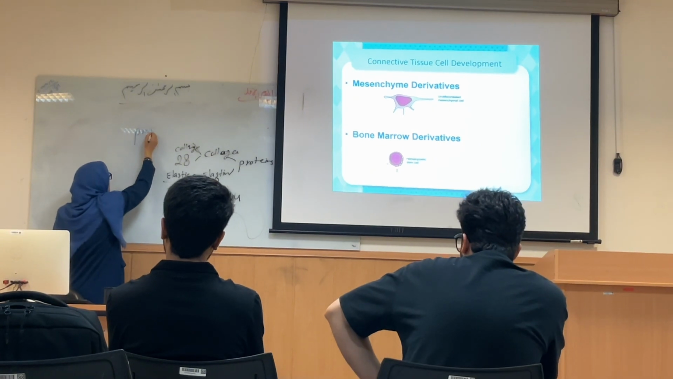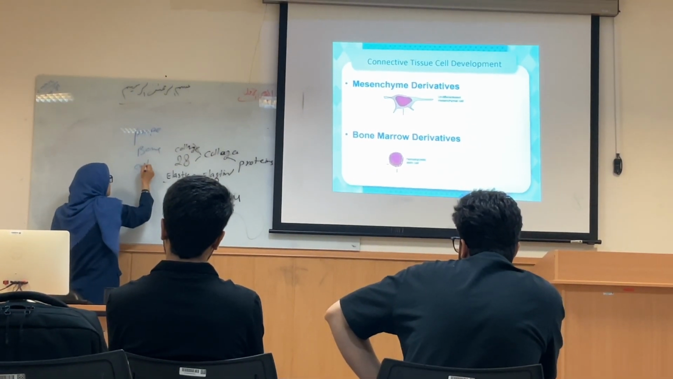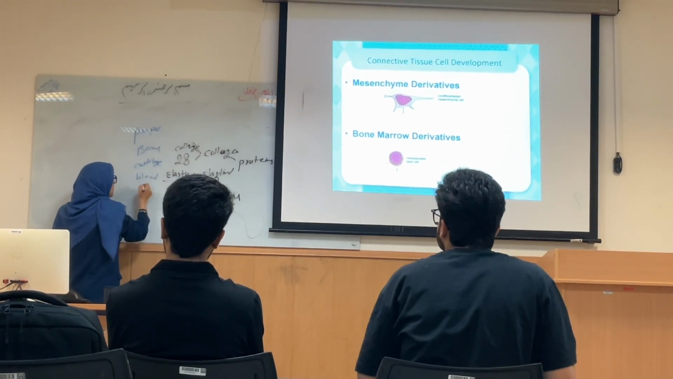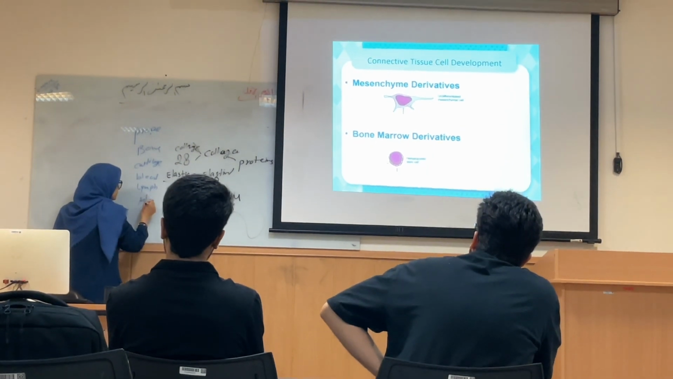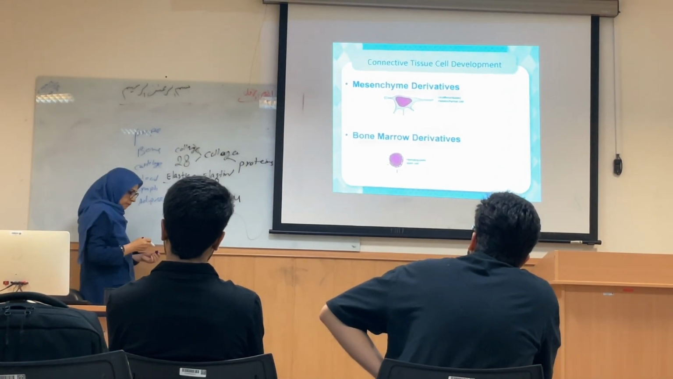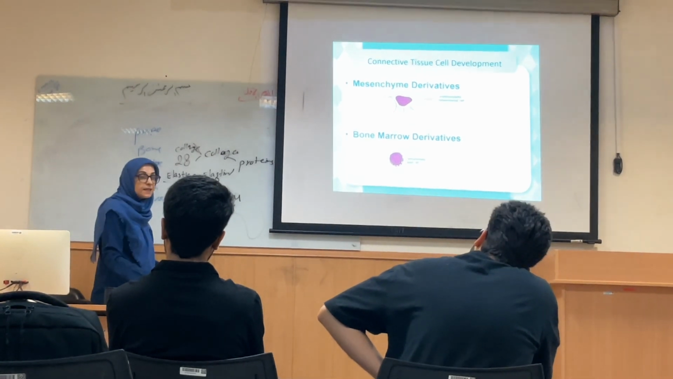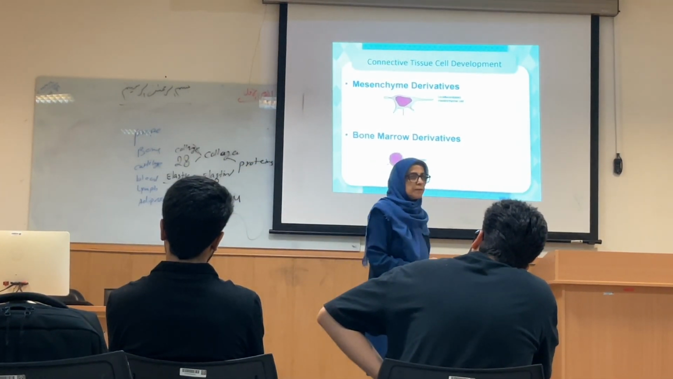Proper, bone, cartilage, blood, lymph, adipose. The cells of all of these tissues are derived from mesenchyme cells in the embryonic period.